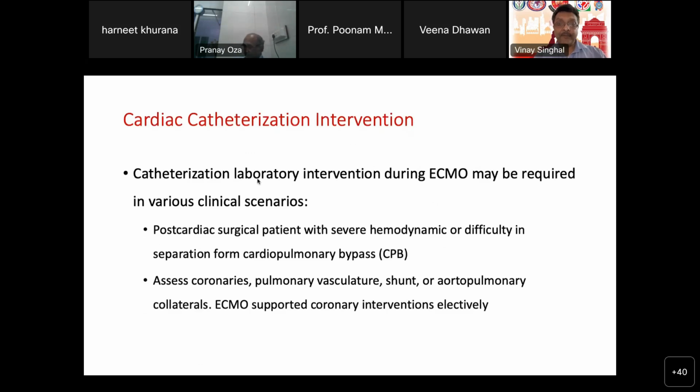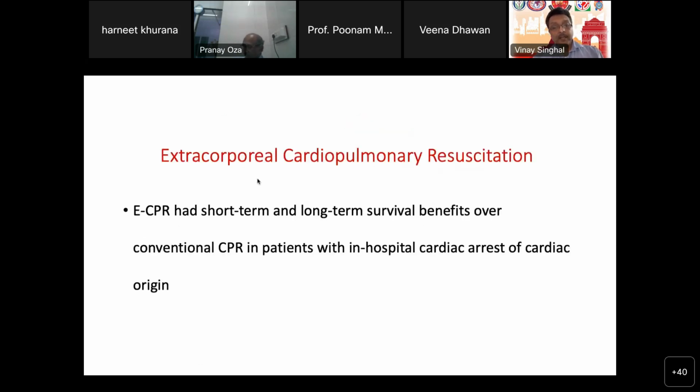Next, please. Cardiac catheterization, yes, we had already discussed. Then comes the ECPR. We are going to discuss it again on the workshop day, and it has short-term and long-term survival benefit over conventional CPR in patients with in-hospital cardiac arrest of cardiac origin. Definitely, it should be of cardiac origin. Next slide, please.